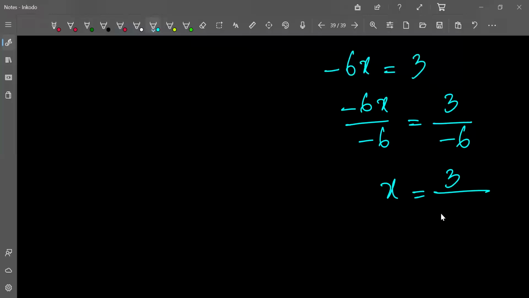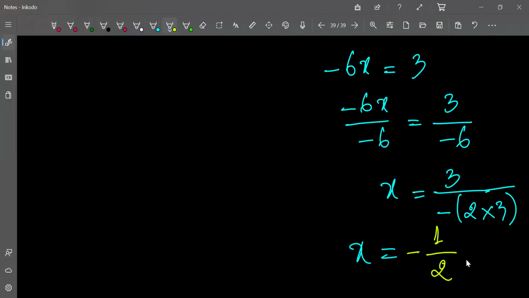Okay, so now I change 6 into a multiplication of factors. So 6 I can write as 2 times 3. Okay, so now 3 divided by 3 is 1. So we can write it as negative 1 over 2.